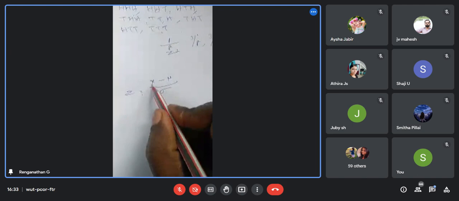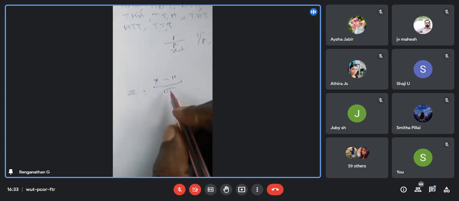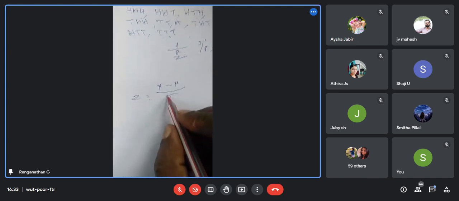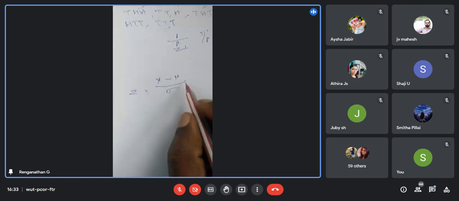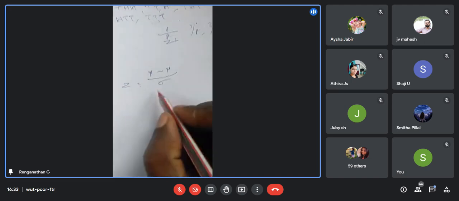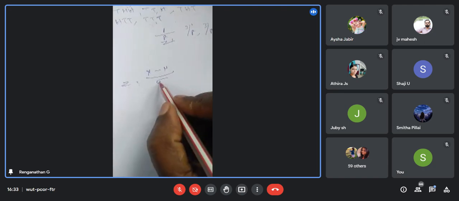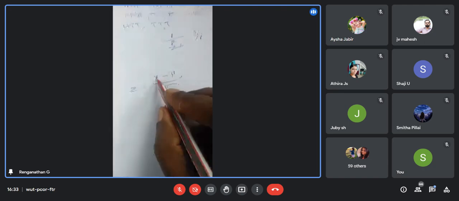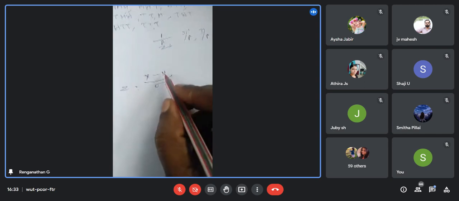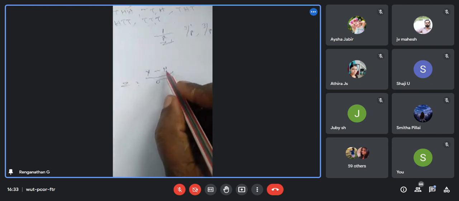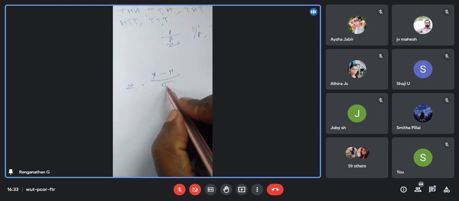X means the variable asked to find out, and mu means mean. This sigma means standard deviation. This mu means mean, and this sigma indicates the standard deviation. X means the variable, mu is the mean, and sigma is the standard deviation.